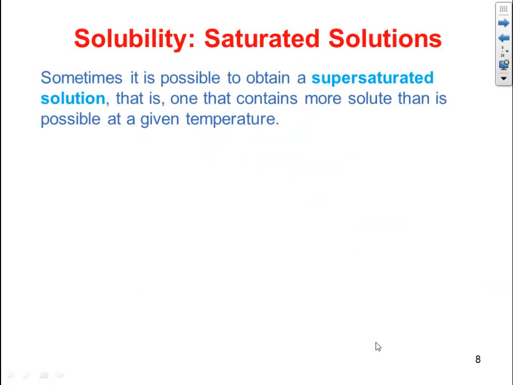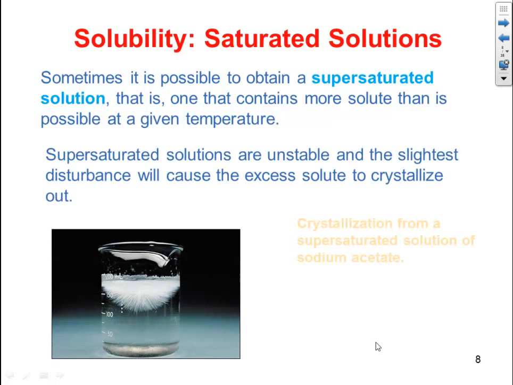Sometimes it is possible to attain a supersaturated solution, that is, one that contains more solute than is possible at a given temperature. If we heat up a solution, we can increase the solubility and get more in solution. That's a supersaturated solution. However, supersaturated solutions are unstable, and the slightest disturbance, if you tap the beaker or you add one crystal to it, will cause the excess solute to crystallize out. Here's a picture of a crystallization from a supersaturated solution of sodium acetate.